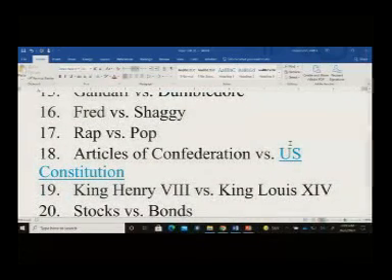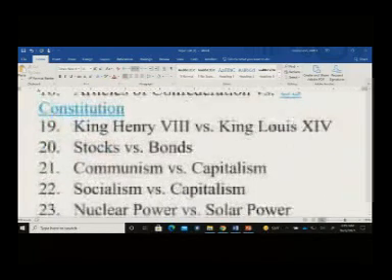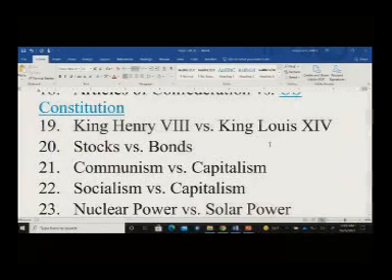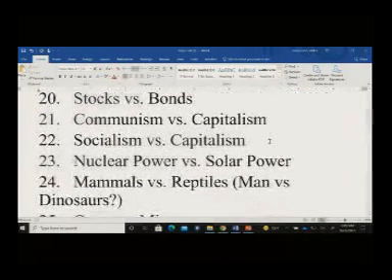Here, yeah, I know you're going to jump on this one. The Articles of Confederation versus the U.S. Constitution. Oh, that's not happening. Stocks versus bonds. We've got communism versus capitalism, socialism versus capitalism. You can't do mammals versus reptiles. That's just writing Jurassic Park for me.